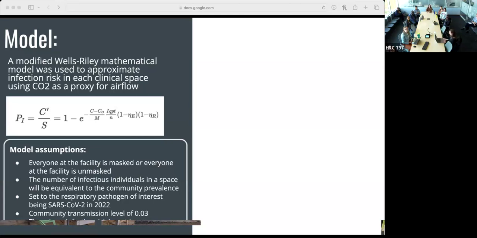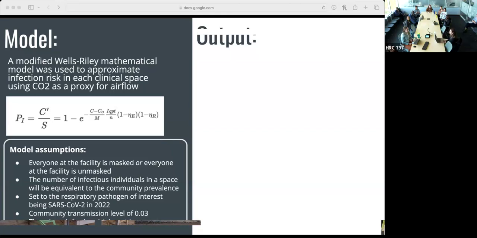So we made some assumptions with the model. The first is that everyone at the facility is masked or unmasked. The number of infectious individuals in the space will be equivalent to the community prevalence. And we set the respiratory pathogen of interest for this presentation to be SARS-CoV-2 in 2022 with a community transmission level of 0.03. And our last assumption is that there's no infection risk in outdoor spaces because there would be sufficient airflow.